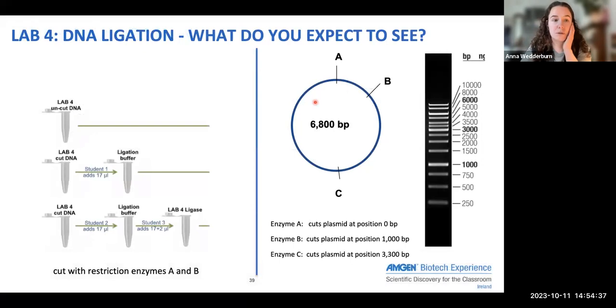So again, what we're going to do is predict what students think they might see. For the uncut DNA, that's just going to be the plasmid. For the cut DNA with the ligase buffer, we'd expect to see 2 lines there, because it's the plasmid that's been cut in 2 places, but it's not getting stuck back together again. And then for the final one, we'd expect to see it stuck together again.